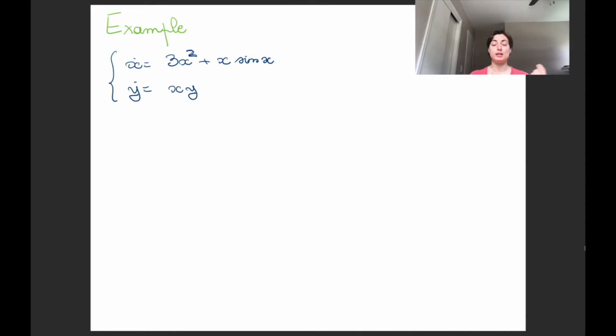0, 0 is a critical point of the system, but linear stability analysis tells us absolutely nothing because linearly at 0, 0, this system is just x dot equal to 0, y dot equal to 0. So going to linear approximations doesn't give us any information about what the system actually does. So let's try to build a Lyapunov function that tells us the stability of the critical point 0, 0.